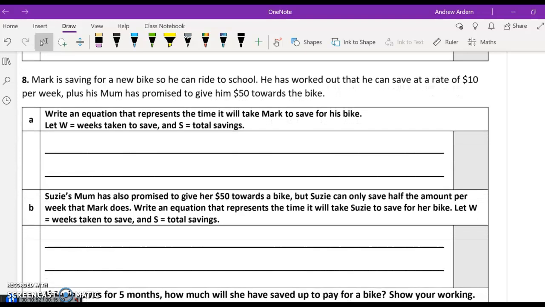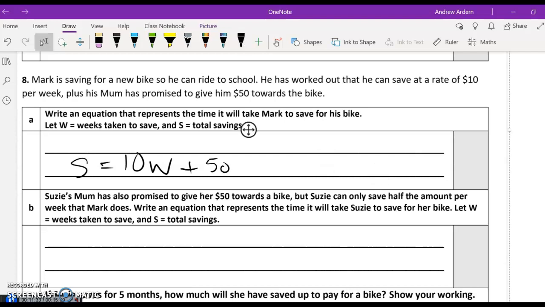Question 8. Mark is saving for a new bike. He worked out that he can save at a rate of $10 per week. Let W equal weeks taken to save and S equal total savings. Write an equation that represents the time it will take Mark to save for his bike. So total saving is S this time. He saves at $10 per week, so that's 10W, 10 lots of the number of weeks. But his mum promises him $50, so plus 50.